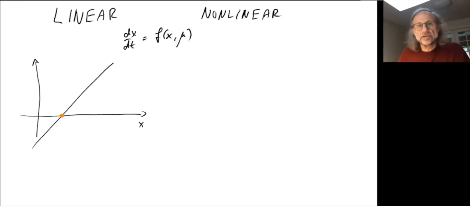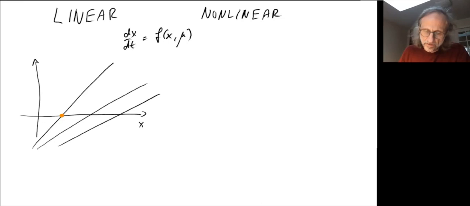If I have a linear system, meaning this function is just a straight line, the only thing that can happen when I change a parameter is that the straight line could look like this, or like this. And that means that this fixed point moves to the right. That's it. There's nothing else that can happen. The only thing is that eventually it disappears at infinity, maybe. But there's always one fixed point.